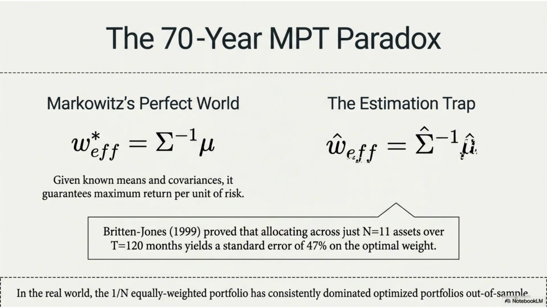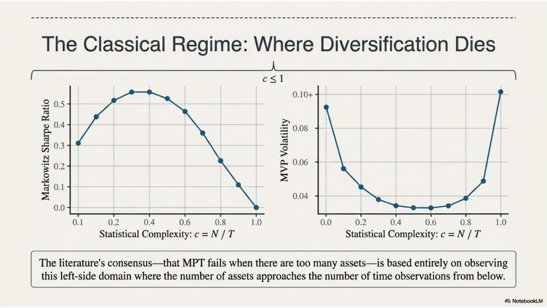It's the ultimate workaround. And so the consensus became this ironclad law. As n gets closer to t, as your C ratio approaches 1, MPT craters. It just hits a wall. Yeah, the noise completely corrupts the covariance matrix. The Sharpe ratio, which measures the return you actually capture for the risk you endure, drops to near zero. Concurrently, the MVP's actual real-world volatility just explodes.